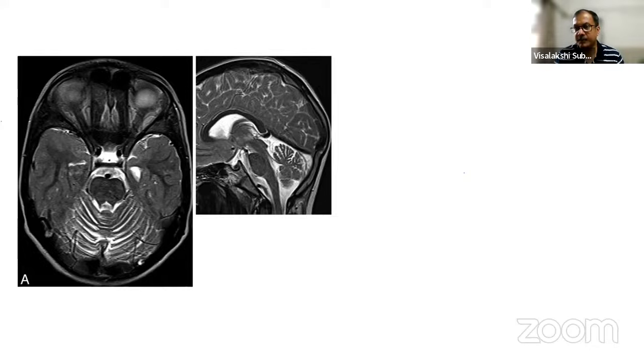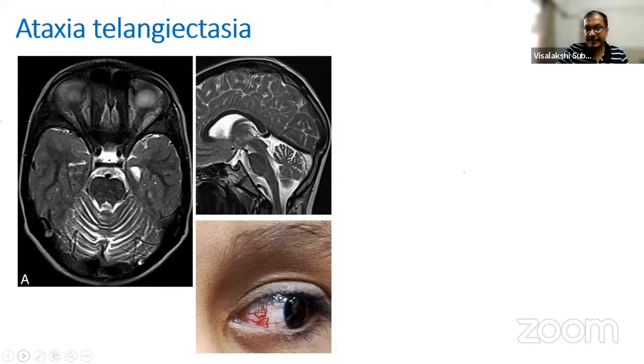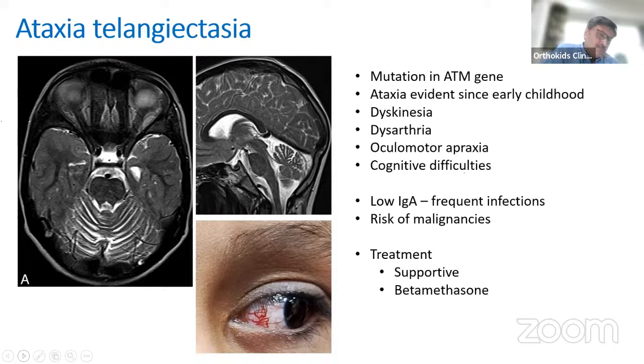So can you think of any disorder which presents with significant ataxia, prone to chest infections, progressive cerebellar atrophy? And if I give you another clue, this is his eye, and it's got a lot of dilated blood vessels in his eye. So this is a condition called ataxia telangiectasia. And again, a genetic condition which has dysarthria, oculomotor apraxia, then can go on to have cognitive difficulties. They're at risk of malignancies. There is some evidence that betamethasone can help in these conditions.